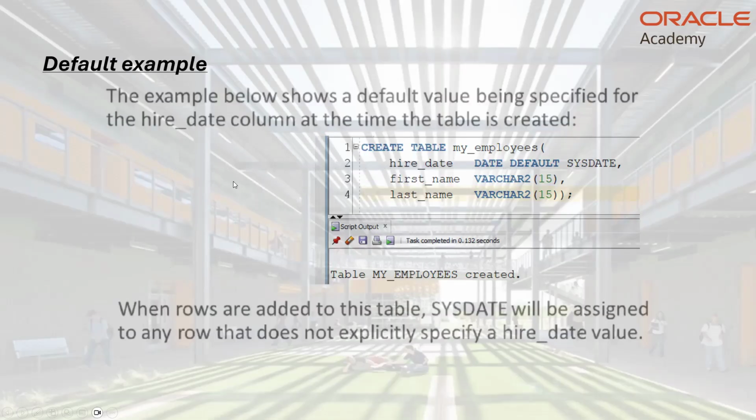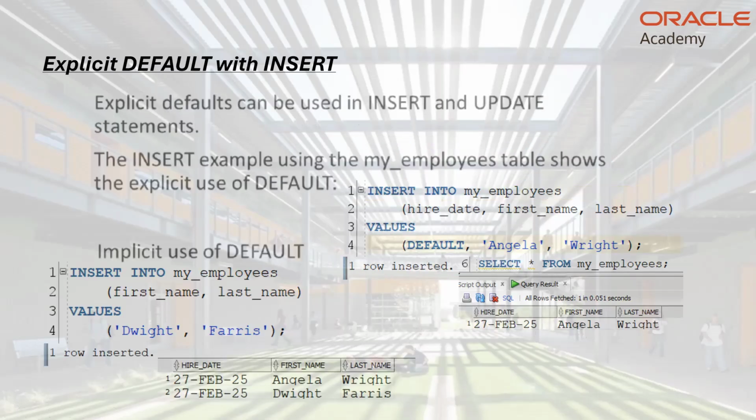So we learned about DDL or table manipulation. We see here in our create table, we're creating this new table, my employees, and we're using a date default, which is sysdate, and then a first name, last name. When rows are added to this table, sysdate will automatically be assigned as the hire date, which makes sense. When you add that record, you don't have to actually add the date. Very useful.